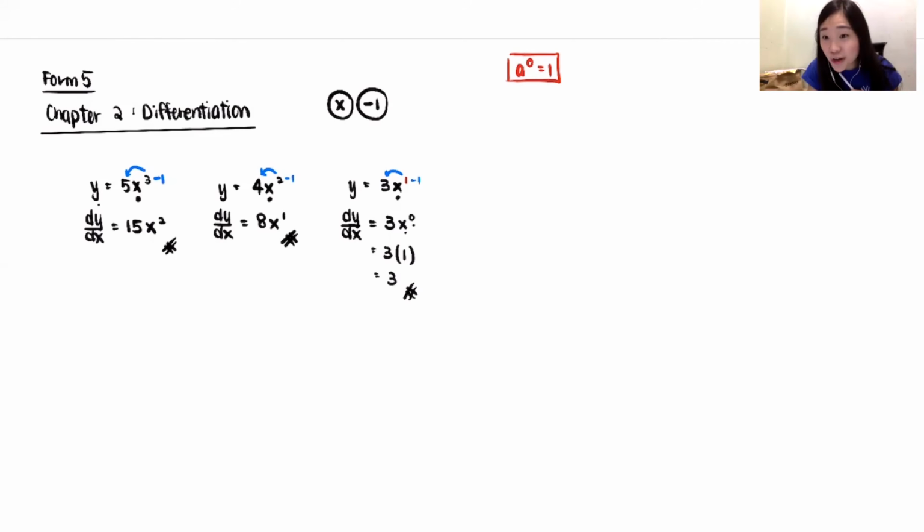But obviously, no need to write so many steps. At the start, you can straight away write 3. You can just ignore the x power 0 and no need to write that. You also get the answer 3 straight away.